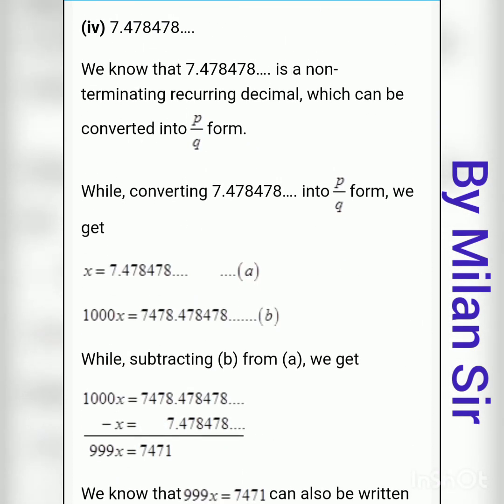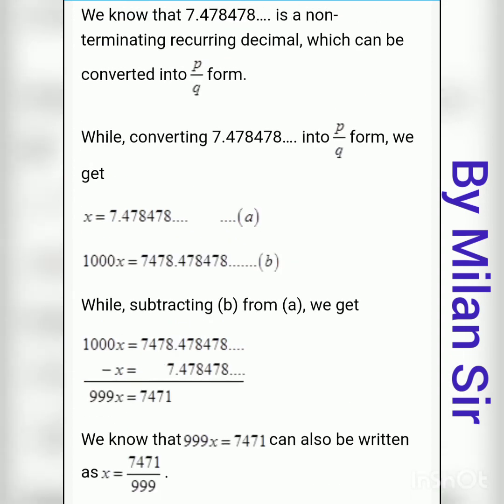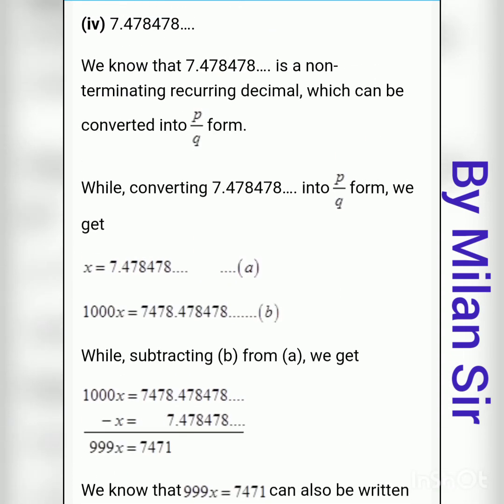Here we do not need to convert into the p by q form. Directly we can say that this is a rational number.